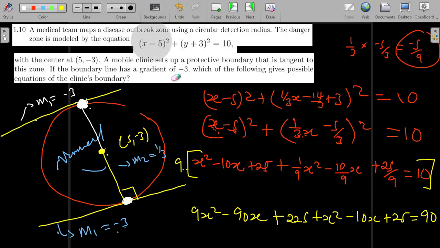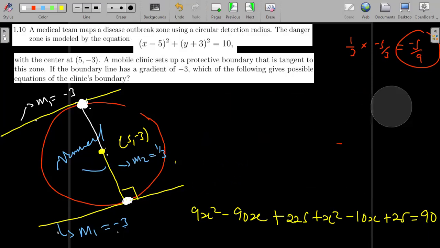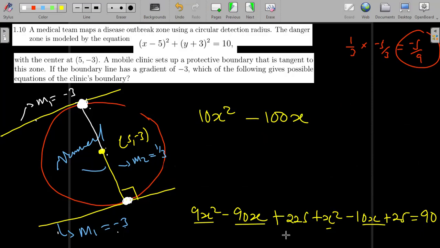Now let's group like terms together. This and this, they form 10x squared. This and this, they form minus 100x. And now I'm remaining with 225, 25, and 90, so we can bring the 90 to the other side. So it will be 225 plus 25 minus 90, which will give me plus 160 is equal to 0.